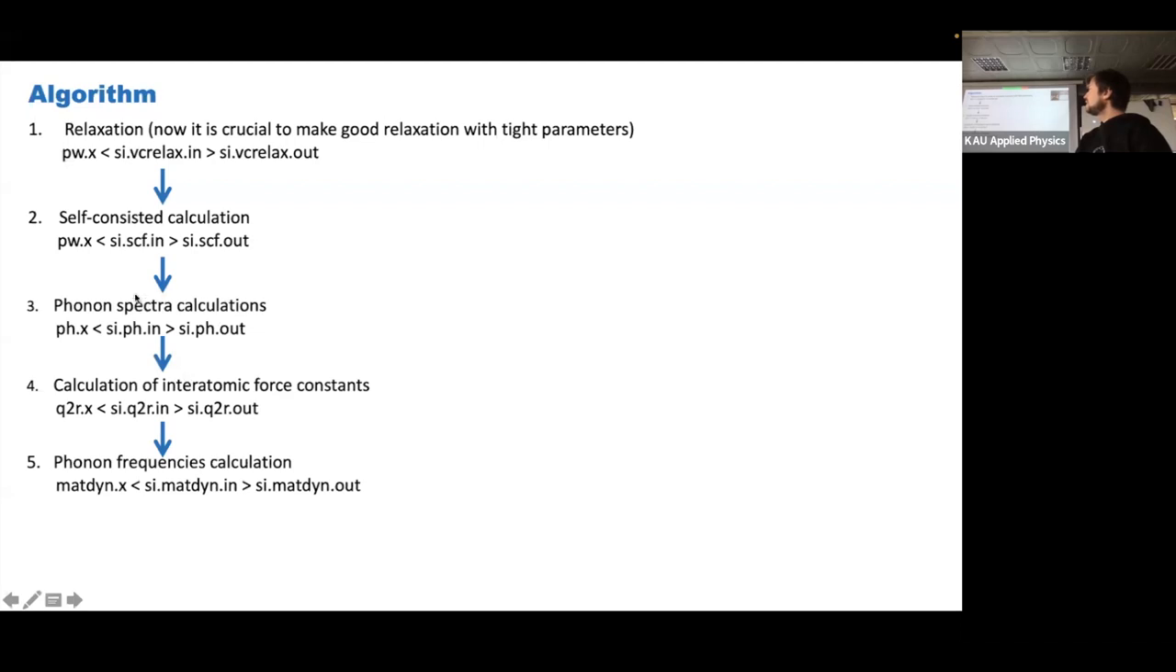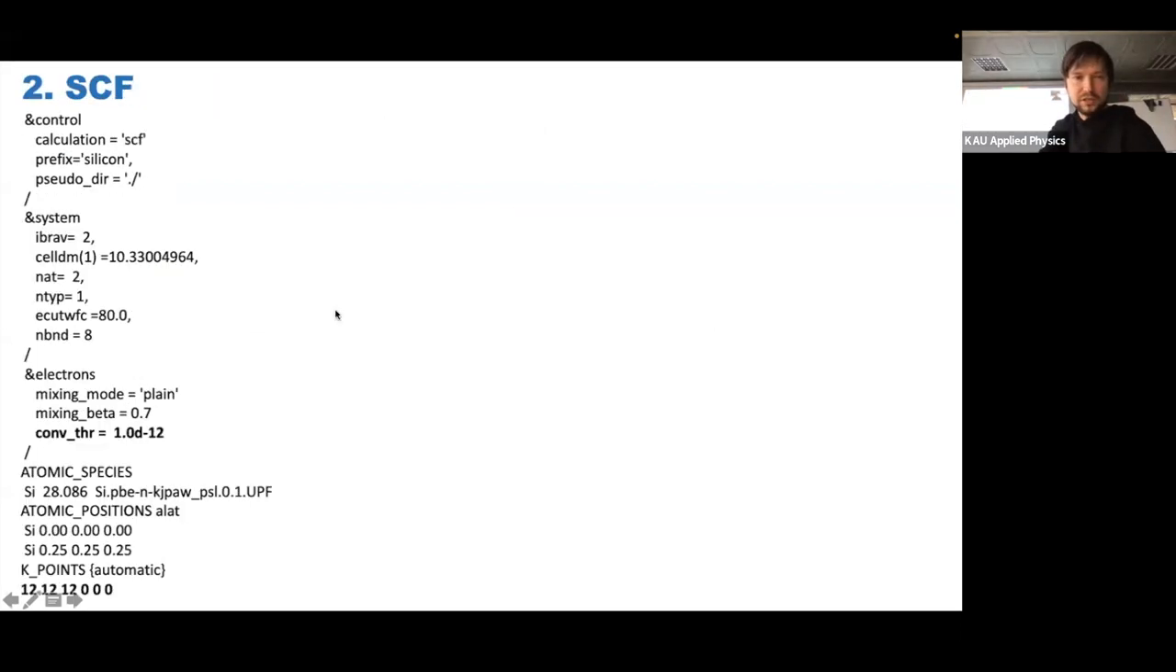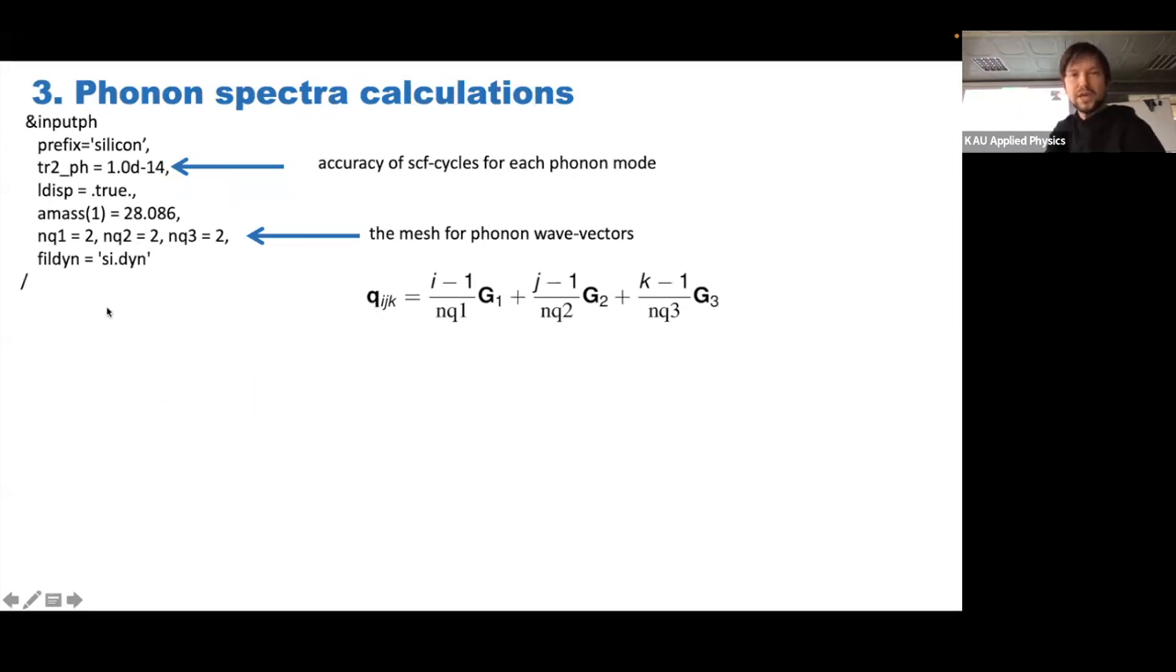So what have you done here in ph input? Prefix is a very common thing, it's just a name. tr2_ph means threshold for phonons. We have a threshold because inside this phonon calculation we also will have SCF calculations for each propagation vector. The accuracy of each SCF cycle was 1e-12 in SCF. Now we have 1e-14, so it's better.